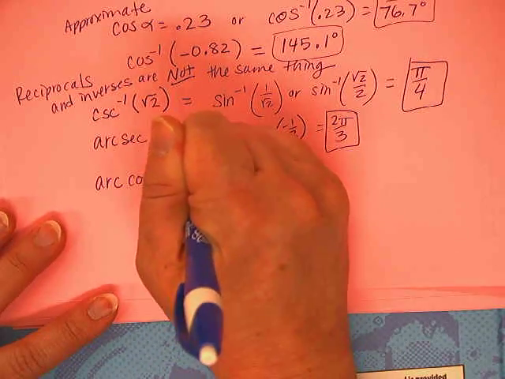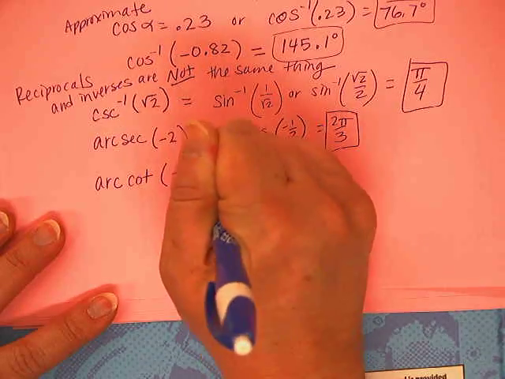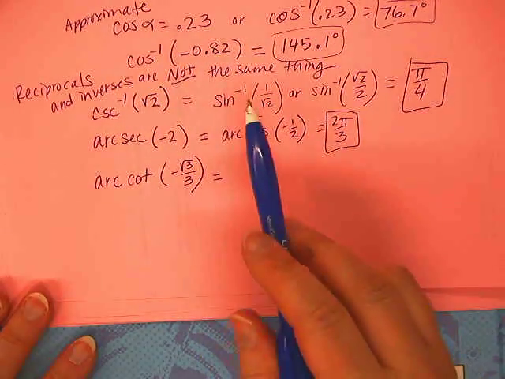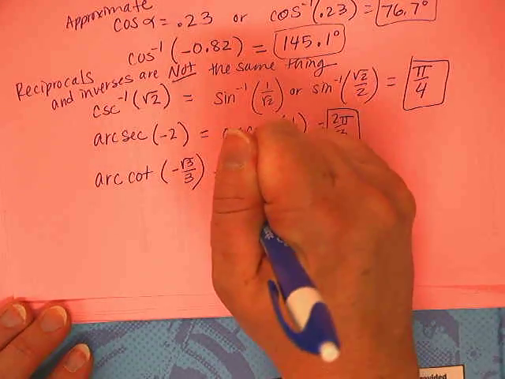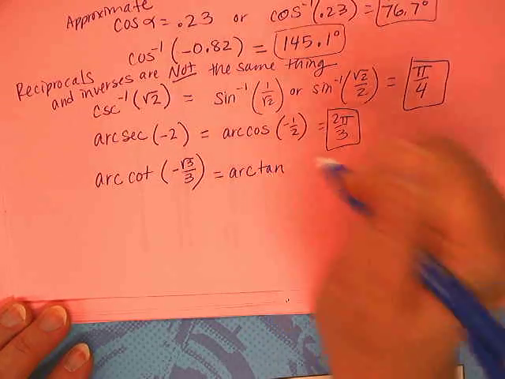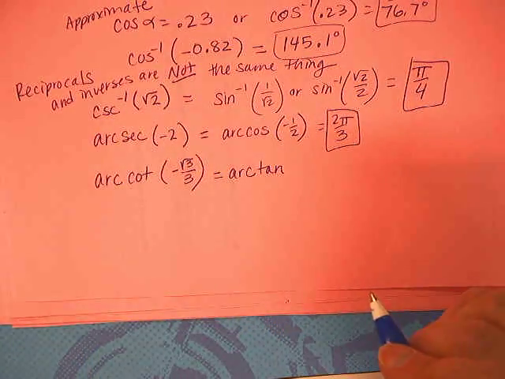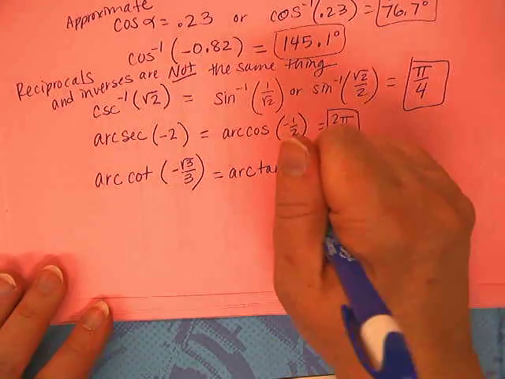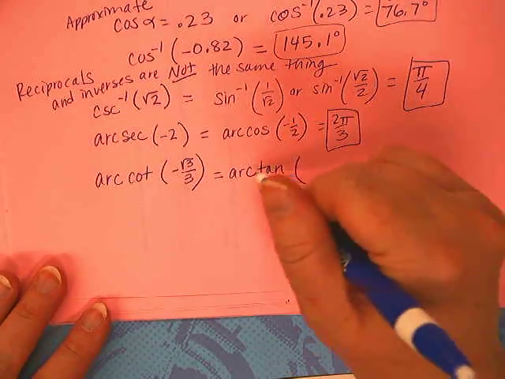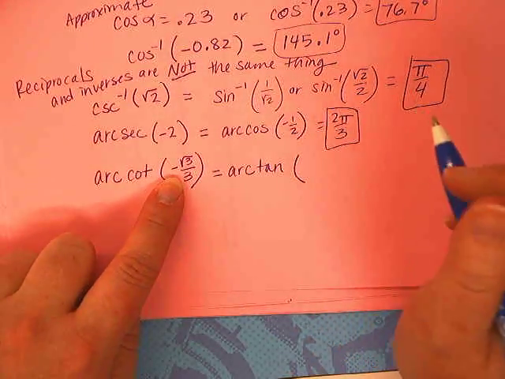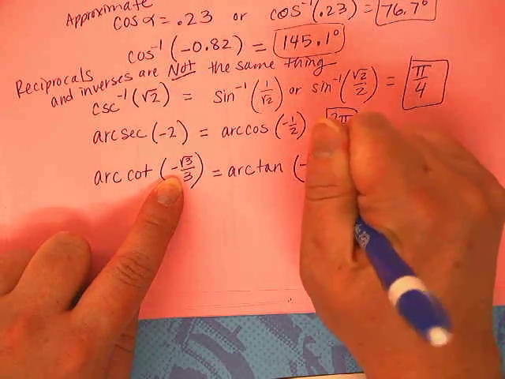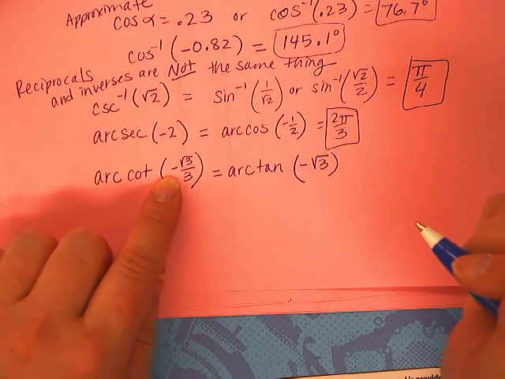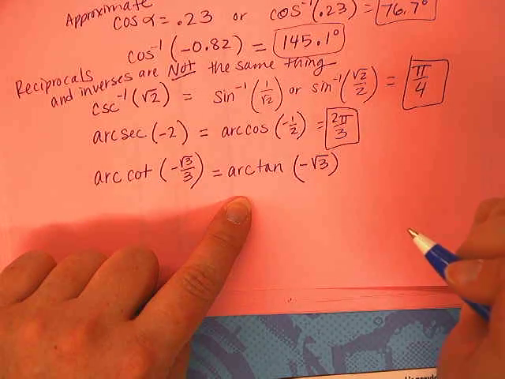Arc cotangent of negative square root of 3 over 3. Now, how have we been doing these other problems? We've just been changing them to sine or cosine. So can we do that? Can we do arctangent? We can if we're really careful. So go ahead and do arctangent and flip this over. What would it be flipped over? Negative square root of 3.